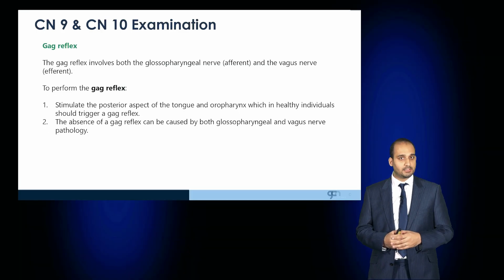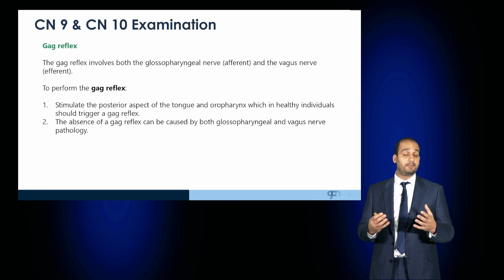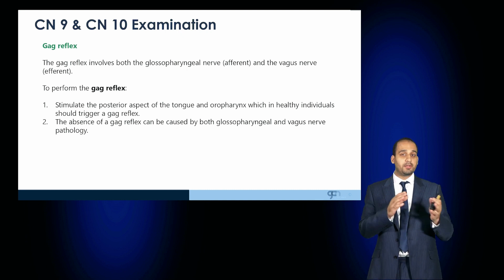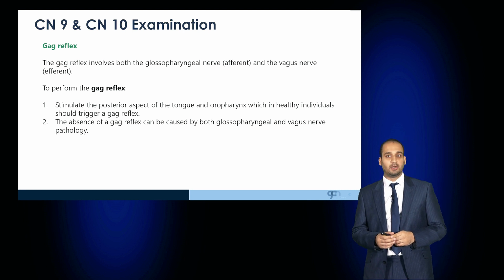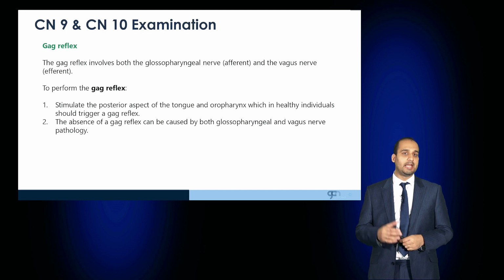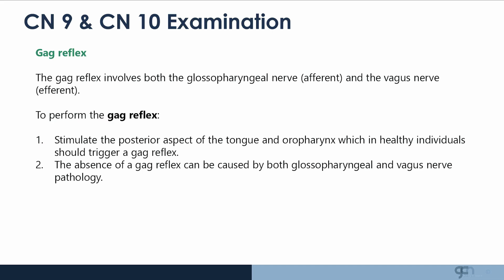Perform the gag reflex. This involves both the glossopharyngeal and the vagus nerve. To perform this reflex, ask the patient to open their mouth and stimulate the posterior aspect of the tongue or the oropharynx using a tongue depressor. In normal healthy individuals, this should trigger a gag reflex. The absence of a gag reflex can be caused by both glossopharyngeal and vagus nerve pathology.